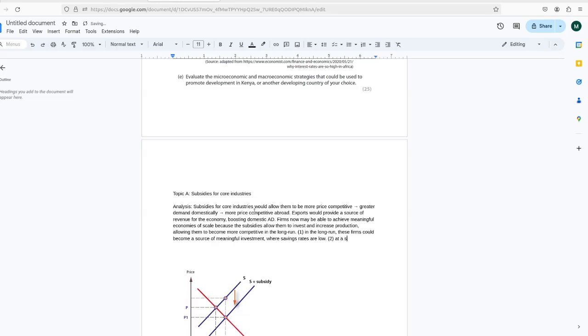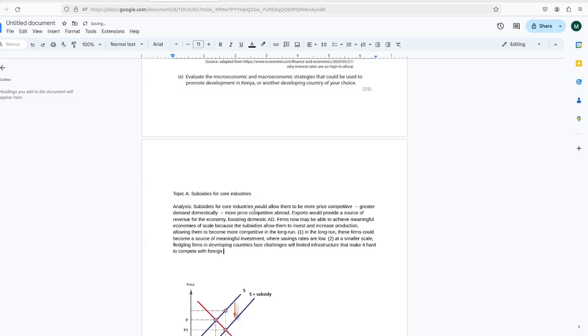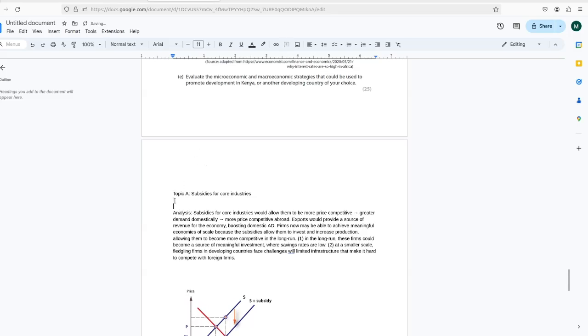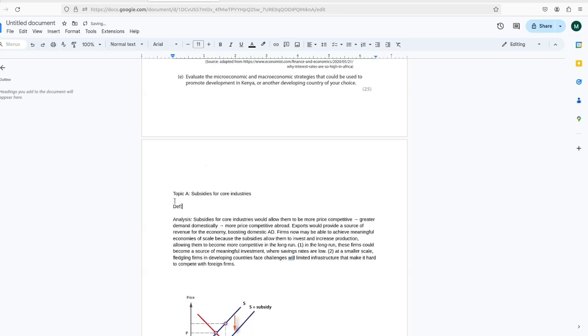And then the other thing is to say that at a smaller scale, fledgling firms in developing countries face challenges with limited infrastructure that make it hard to compete with foreign firms. So again, subsidies are an important way of overcoming those challenges and getting firms to a position where they can really become competitive internationally.